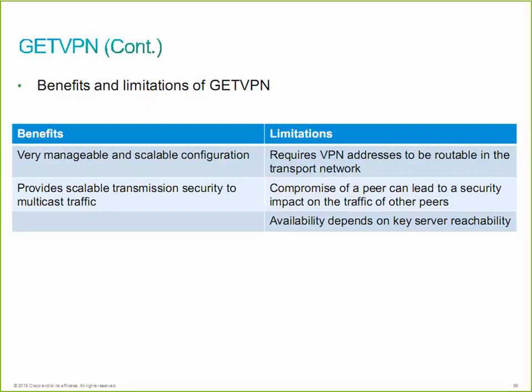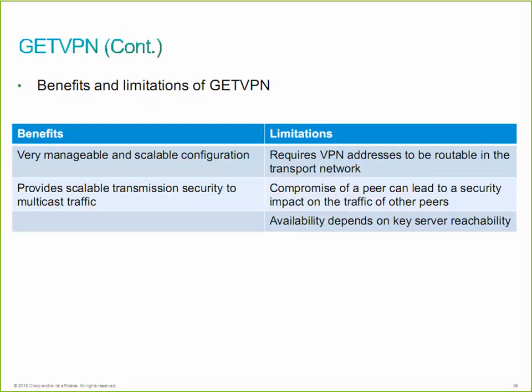The compromise of a peer, and you can probably guess why based on how the keys are exchanged and the keying materials used. A compromise of a specific peer can have a pretty detrimental effect on the security of all the peers in the group. Why is that? Because the group keys are shared. If I can decrypt any traffic from one peer, that means I'm going to be able to decrypt traffic from any of the peers. All right?